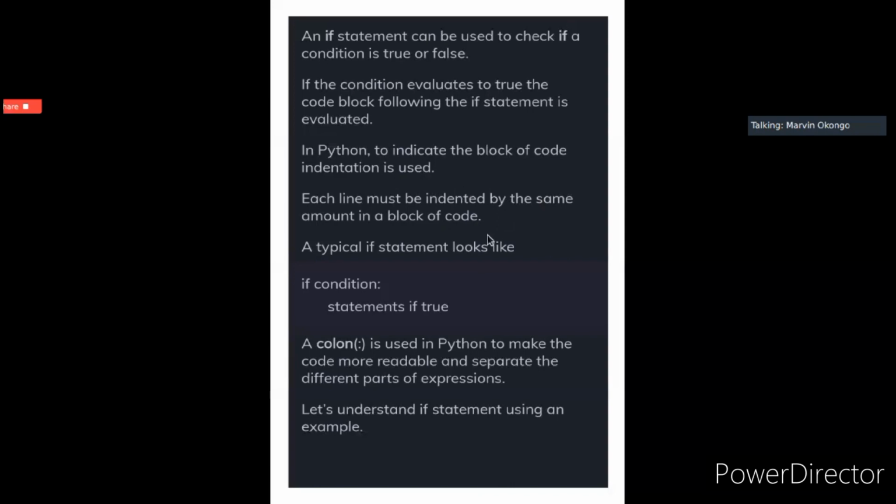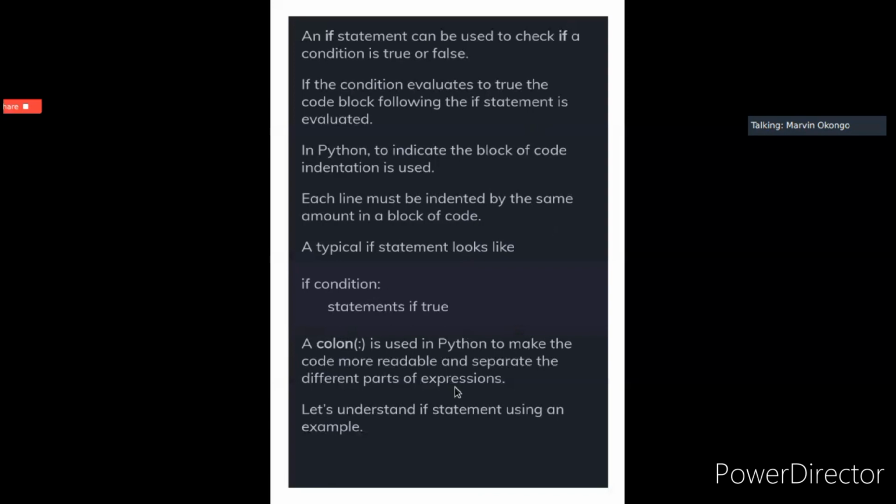A typical if statement looks like this. So, if condition, a colon, then indentation. You have seen the spacing here is different from the if condition. Then the statement if true. So remember to always indent your work. Most errors can be simple because of this indentation. A colon is used in Python to make the code more readable and separate the different parts of expressions.